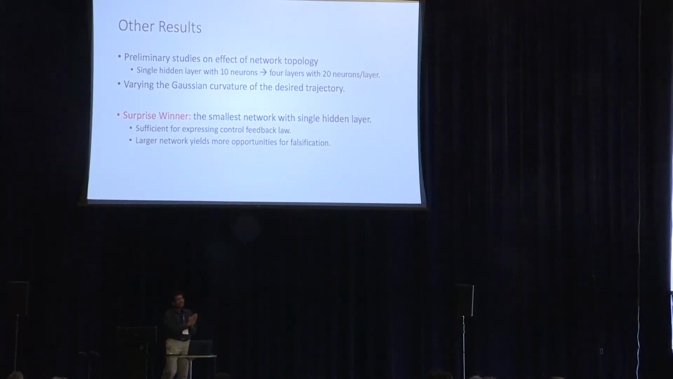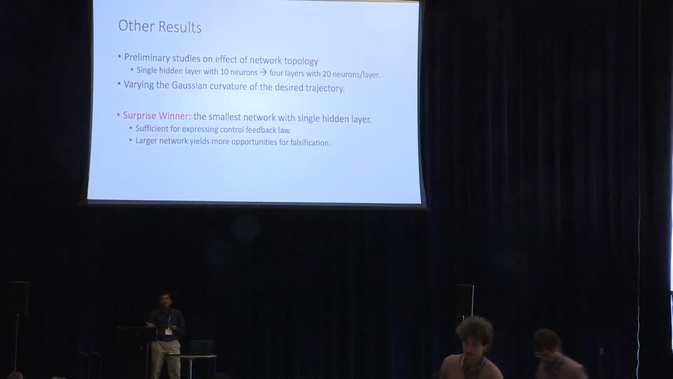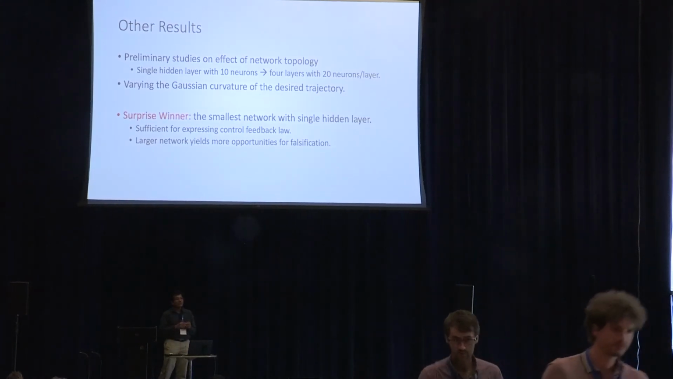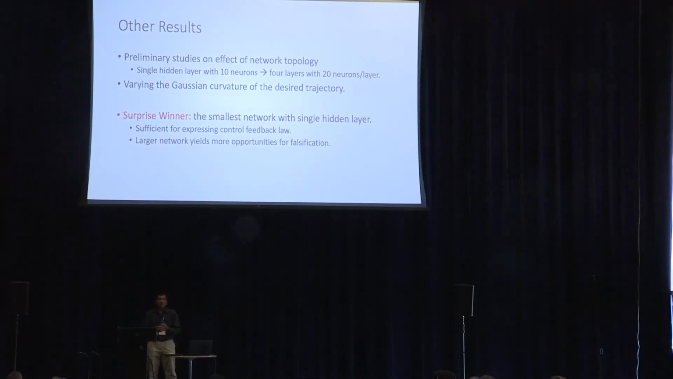So we studied some preliminary effects of network topology. This is something that I did not personally want to do, but we had to study how varying network topologies affect the results. But then we got a very surprising result. We found that the simplest and the smallest network, a single layer network with about 10 neurons, was the most successful in all the experiments we tried. Networks with 4 layers or more failed miserably. And we think the reason is that larger networks have so many more behaviors that the falsification search is always able to find a falsification, and the technique just runs out of time.